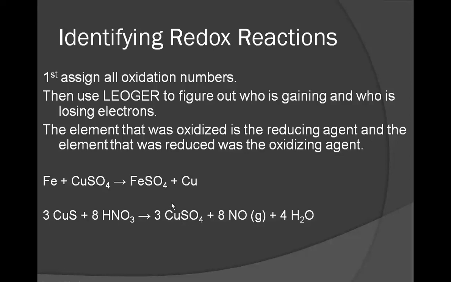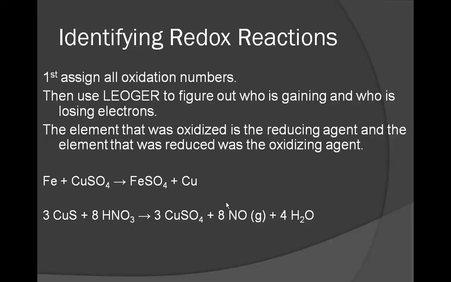But here we have to figure out sulfur. Well, this is +2 above copper. Oxygen's -2. That's a -8 charge. So sulfur is +6. So I'm just telling you right now, we went from sulfur of -2 to sulfur of +6. That's a big change. Okay? Keep that in mind.